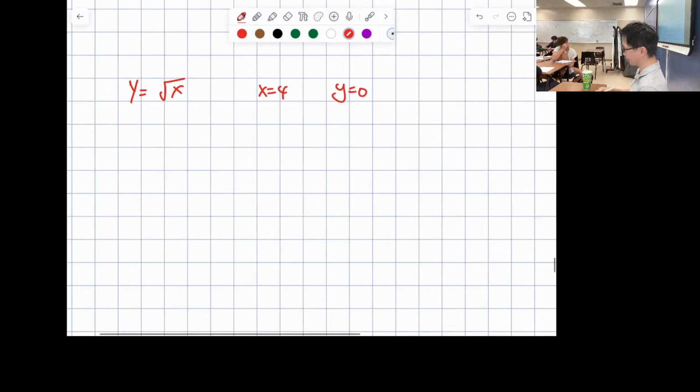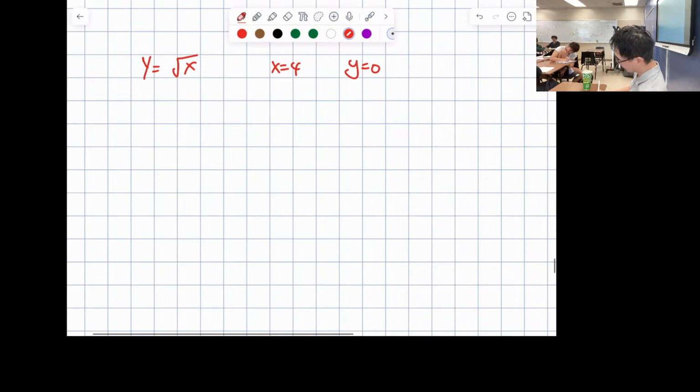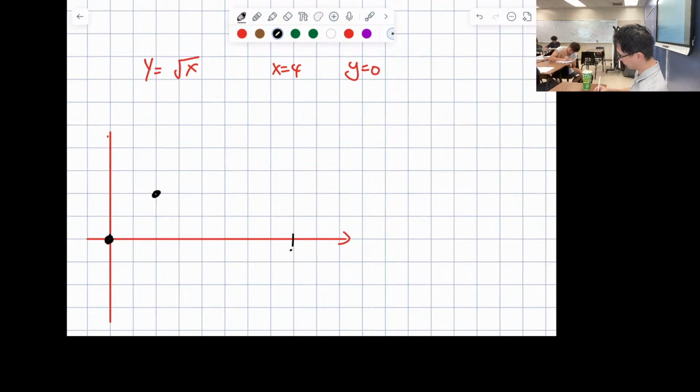So I have those three boundaries, right? So if you have a problem graphing, I would just plug in points and see what happens. I'm gonna plug in 0, 0. And this is 1, 1. And this is 4, 2. So it's gonna be like this.